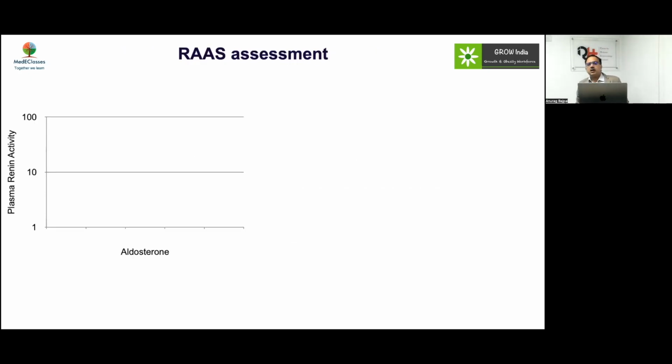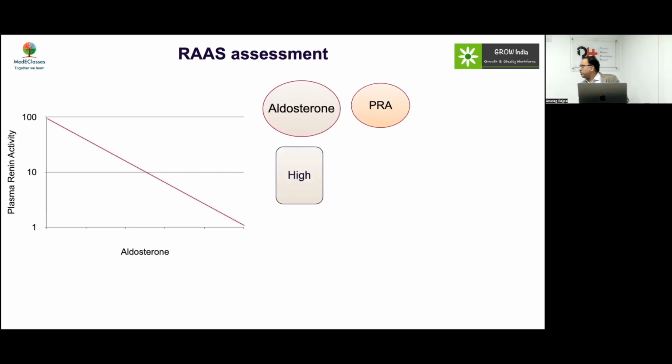Now, when you're assessing the RAAS system, you need to remember that like FT4 and TSH, like calcium and PTH, like glucose and insulin, there is a log linear relationship between aldosterone and renin activity. If your aldosterone level goes up, renin should be zero. So you have to correlate aldosterone and renin, and they have to be done in parallel. If aldosterone is high, PRA level should ideally be low.